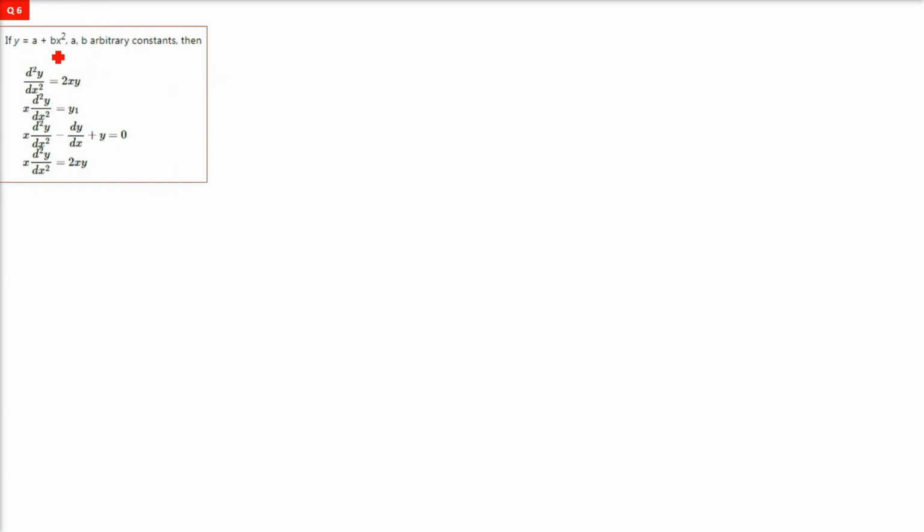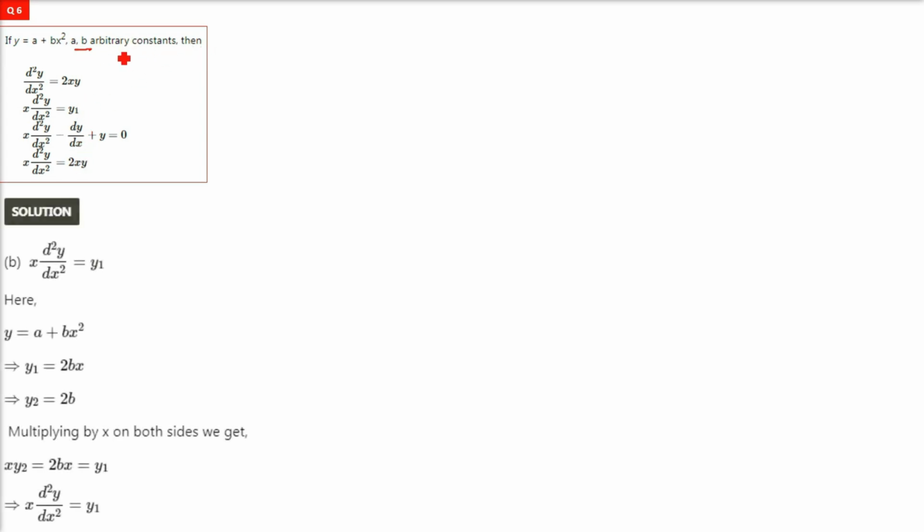Y is equal to a plus bx square. So there are 4 equations. Which equation are you going to get? Just differentiate and try to get y equals a plus bx square, or say y1 or y, wherever it is possible. So y is equal to a plus bx square. Dy by dx, you can write it as y prime or y1. So dy by dx is 0 for a because it is a constant, and bx square gives 2x. So you get 2bx. Dy by dx is 2bx.